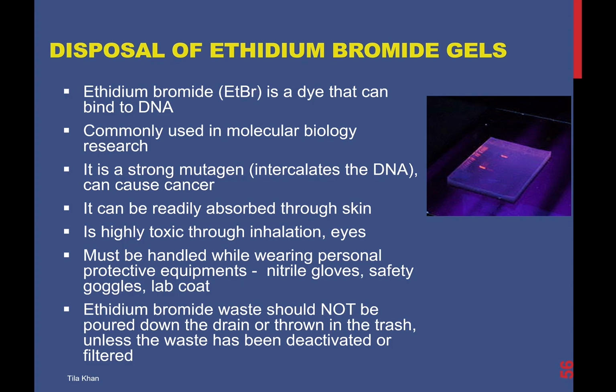Ethidium bromide is a very strong mutagen. That means it can bind to DNA, and it can also lead to cancer. So we have to be very careful while handling this chemical. It can be readily absorbed through the skin and is highly toxic through inhalation and eyes. So whenever you handle ethidium bromide while making your agarose gels, please wear personal protective equipment such as gloves, safety goggles, and lab coat.